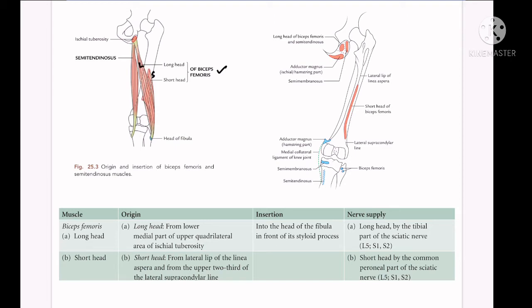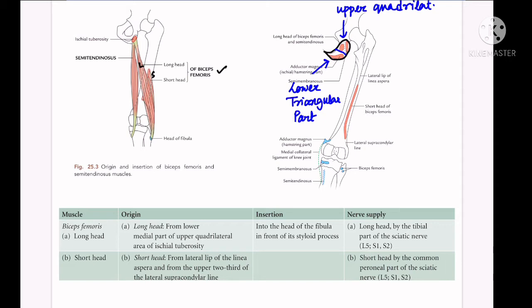The long head originates from the lower and medial part of the upper quadrilateral area of the ischial tuberosity. Now you know that the ischial tuberosity is a part of the ischium of the hip bone. This ischial tuberosity is divided into two parts, an upper quadrilateral part and a lower triangular part. From the upper quadrilateral part, a number of muscles take origin, like semimembranosus, semitendinosus, and long head of biceps femoris.